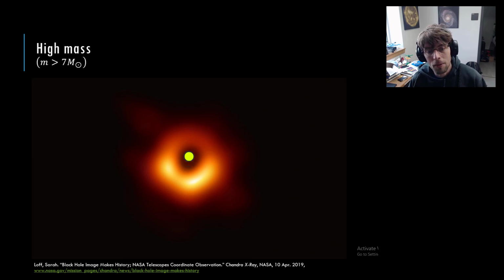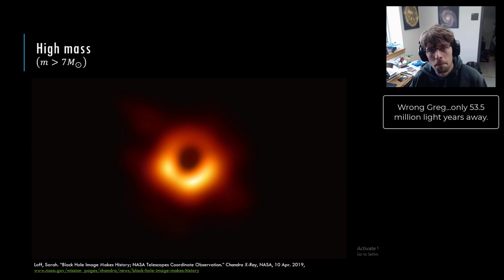Right here, probably roughly the size of my pointer, is the size of Neptune's orbit. This black hole is a monster. It is so big that we can image it here from Earth, even though it's hundreds of millions of light years away. I'll post a couple links here for you.